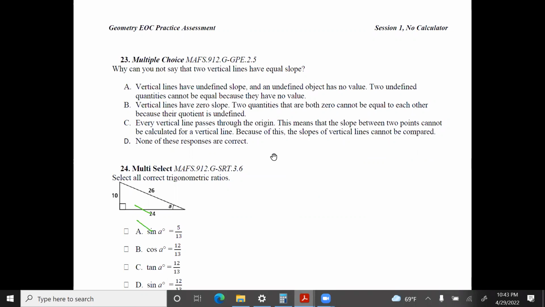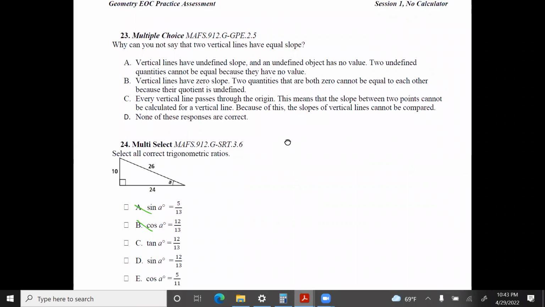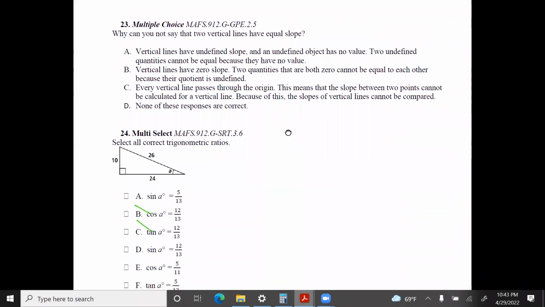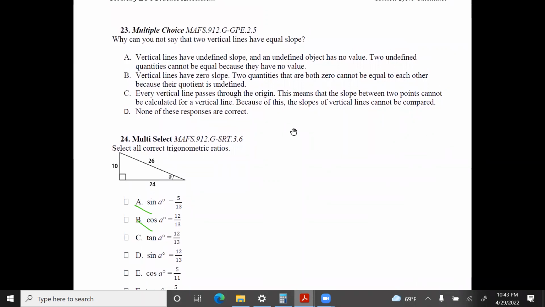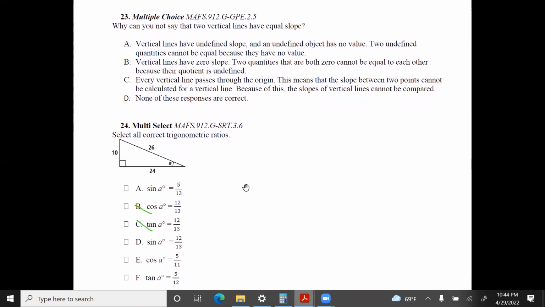All right. Bring this up as much as I can. So number 23, it says, why can you not say that two vertical lines have an equal slope? Well, vertical lines have an undefined slope. So since they have an undefined slope, my answer must be A.